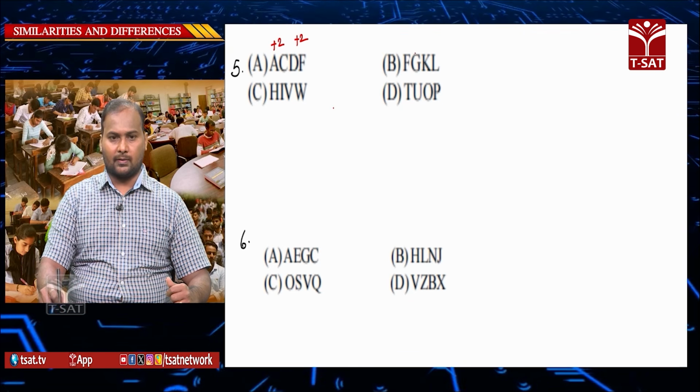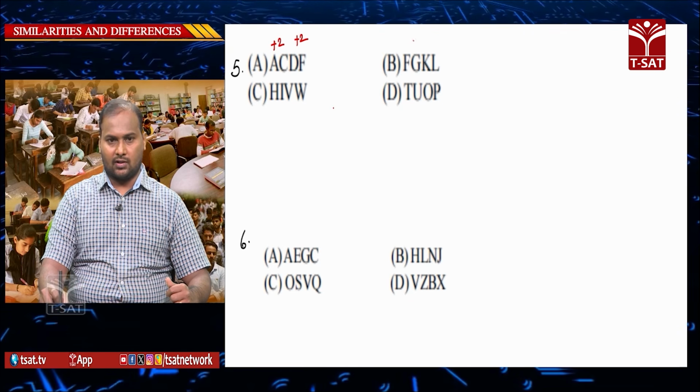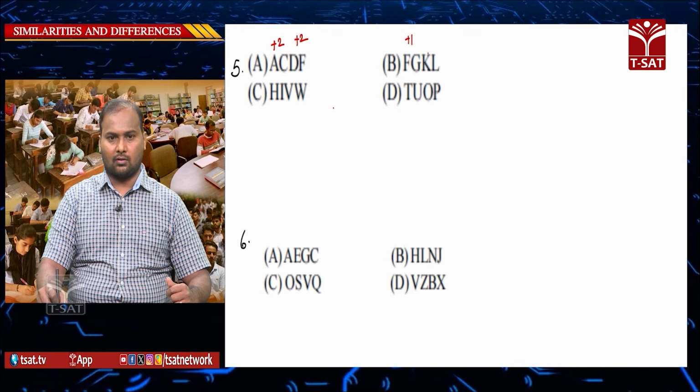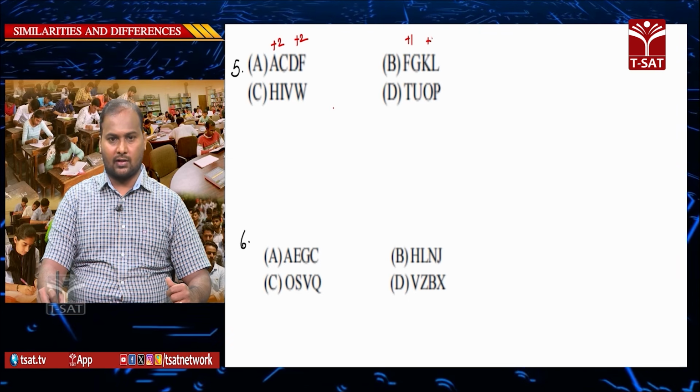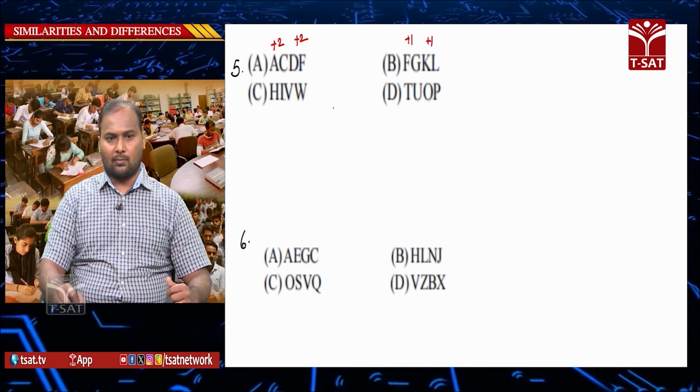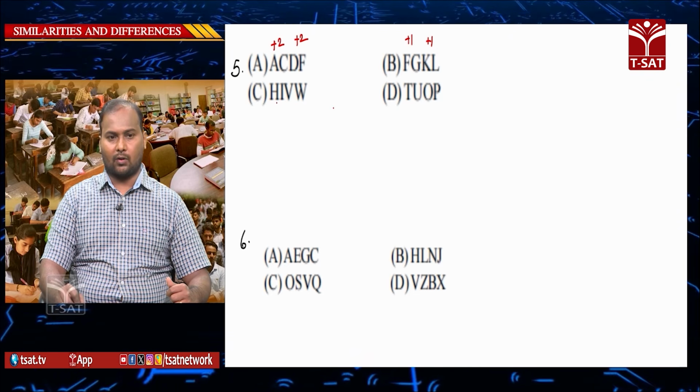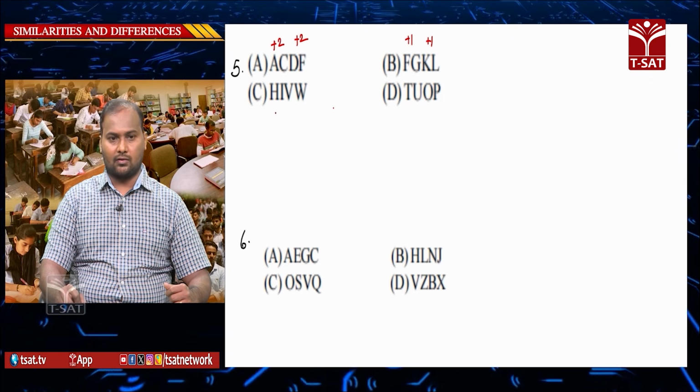Now come to F to G. F is 6, G is 7. So it is increasing by plus 1. And K to L. K is 11, L is 12. So obviously it is also increased by plus 1. Come to option C here. H to I. H is 8, I is 9. So it is plus 1.